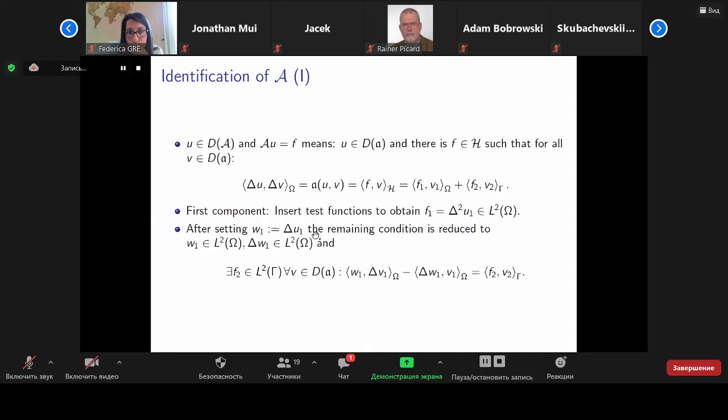Just to write things more nicely, we write W1 for delta U1. And then we obtain the condition W1 and delta W1 both lie in L2. Or as one could say in the notation from before, W1 lies in the Sobolev space H0 delta. And then of the describing an equality, the following remains. There is some F2 that lives on the boundary, such that for all V in the form, we have this one.